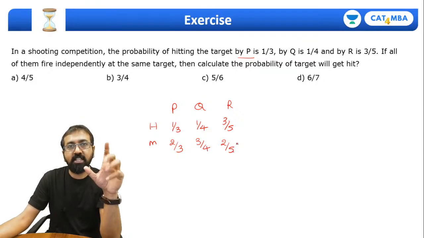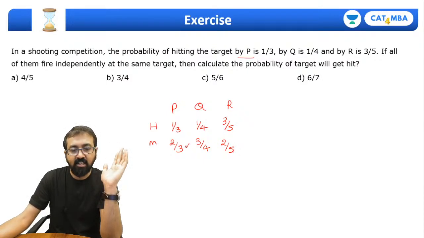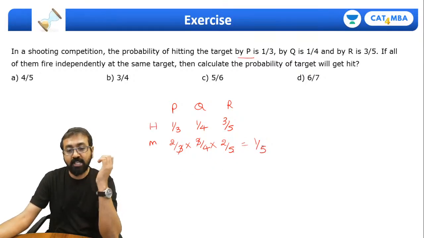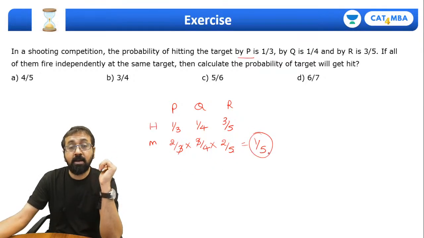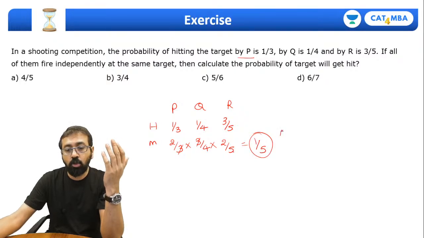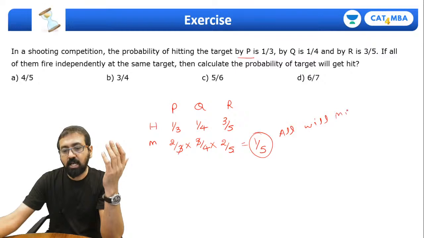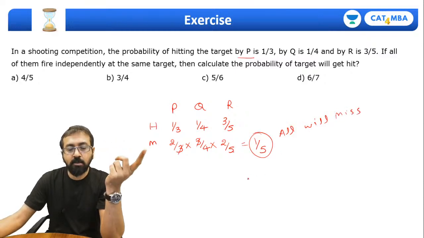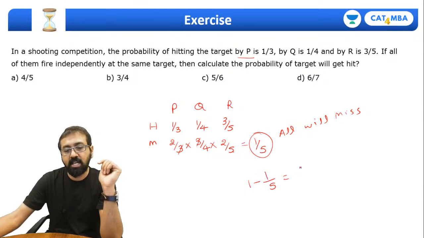What is the probability that all will miss the target? No one will hit the target. Can I say it will be 2/3 into 3/4 into 2/5? So this will come out to be 1/5, right? If you check, this will come out to be 1/5. 1/5 is the probability that all will miss the target. So what is the probability of at least one hitting the target? Can I say 1 minus all will miss the target? That is 4/5. This is your answer.